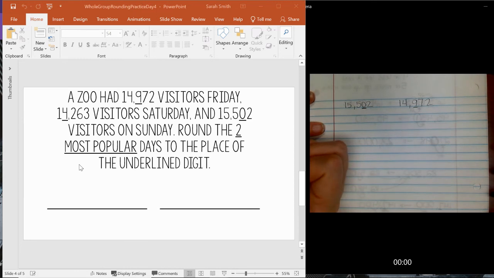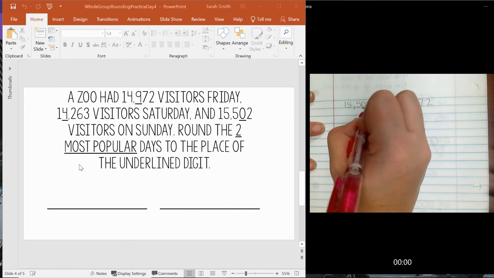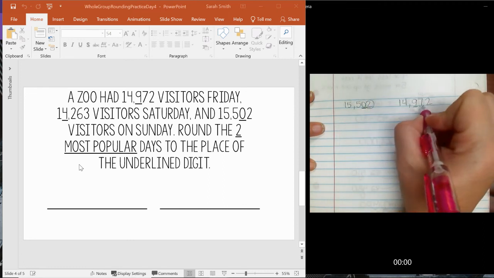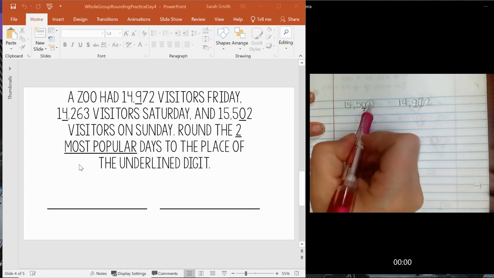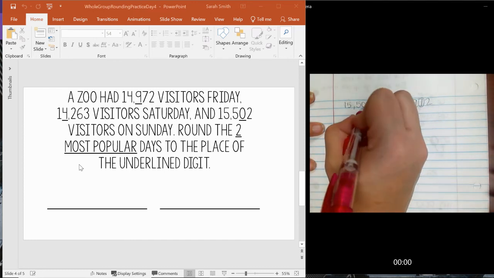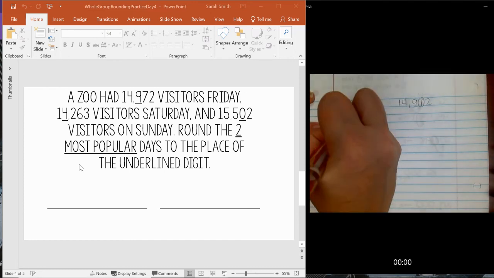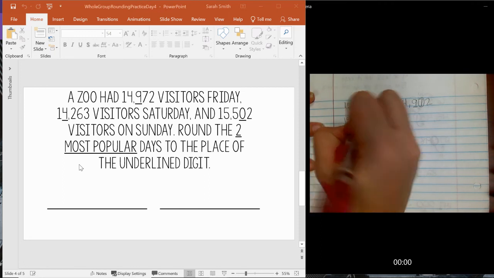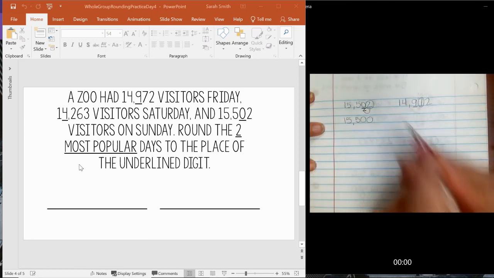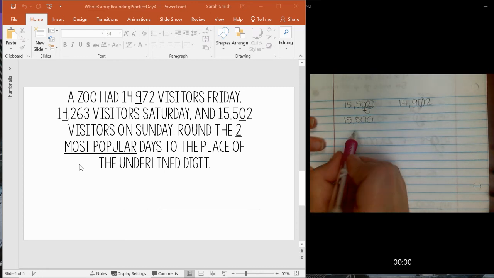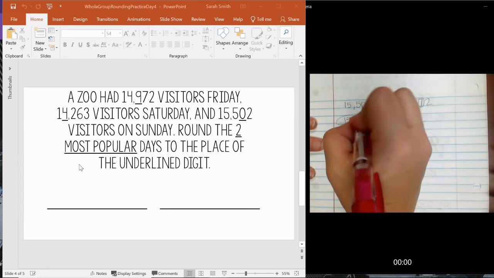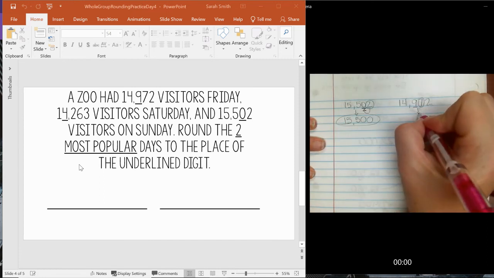I'm going to go back and read it again. It says, round the two most popular days to the place of the underlined digit. Well, I know that I circle the guy behind. Circle the guy behind. Swoop. 2 is 4 or less. Therefore, that 0 is going to rest. That's right. Everything in front of that guy stays the same. Everything behind it becomes a big fat goose egg, and it becomes 15,500.